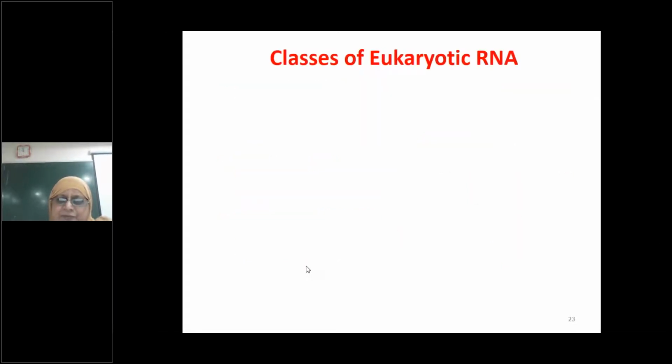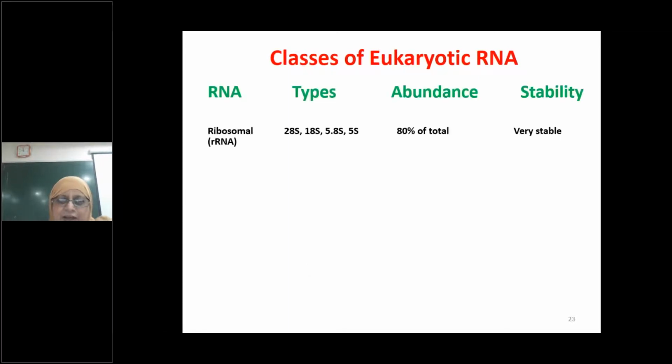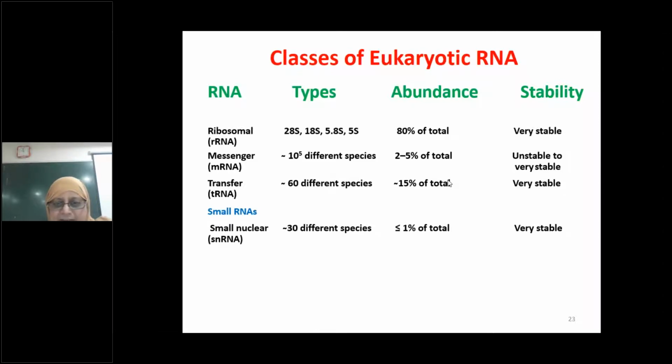There are several types of RNA. You have ribosomal RNA, which is the most abundant, accounting for 80% of the total. Then you have messenger RNA, which accounts for only 2 to 5% of the total. Then transfer RNA, which is approximately 15% of the total RNAs, and the small RNAs, which account for less than 1% of the total.